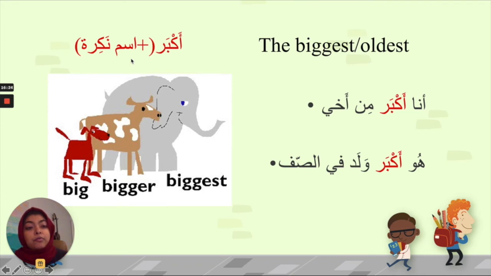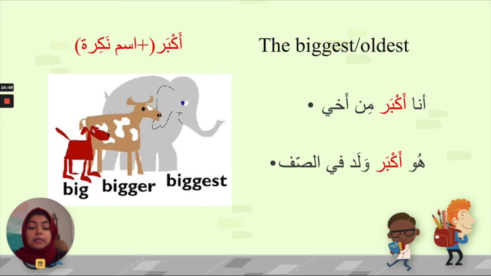So akbar, and then here we have written plus ism nakira. So it's always going to be followed by an indefinite noun. And this is similar to when we did the word, what word did we do? Ahsan. Okay? We always did the same thing. Ahsan jami'a fi America. Ahsan jami'a, the best university. Ahsan ra'is, the best president. Ahsan balad, the best country. It's the same exact format. Okay? And that's what we're going to be covering in this chapter.